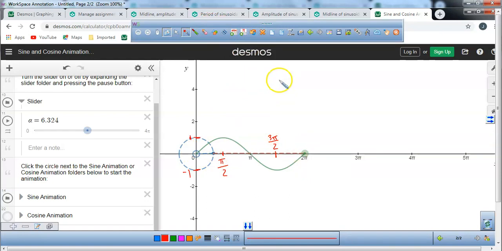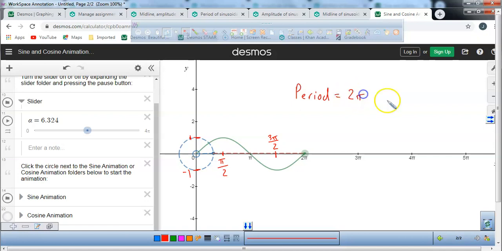So right here, I want you to understand the period. I need to do a better job of writing here. See if I can have better handwriting. There we go. That's a little bit better. The period is equal to 2 pi, because it starts here and it finishes its cycle right there.